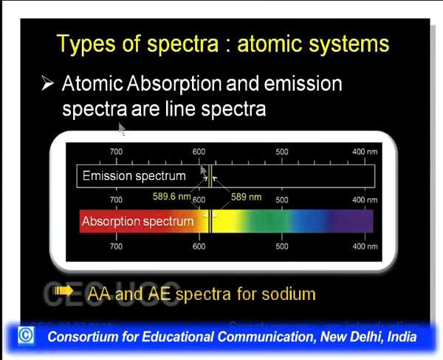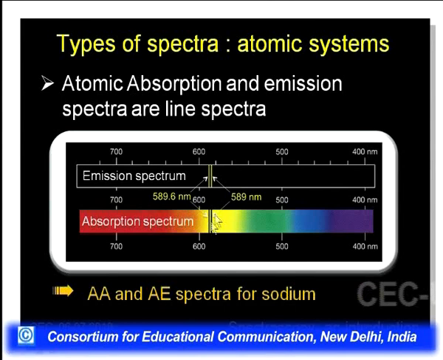Absorption spectrum looks something like this. The two things are absorbed. Rest all is coming out over here. Okay. So the point here is that atomic absorption and emission are line spectra. But when we come to molecules, there are different possibilities there.